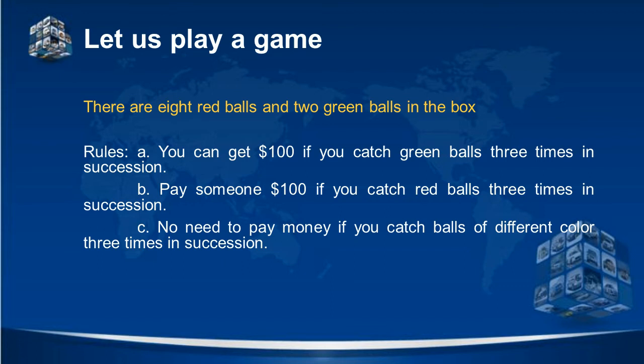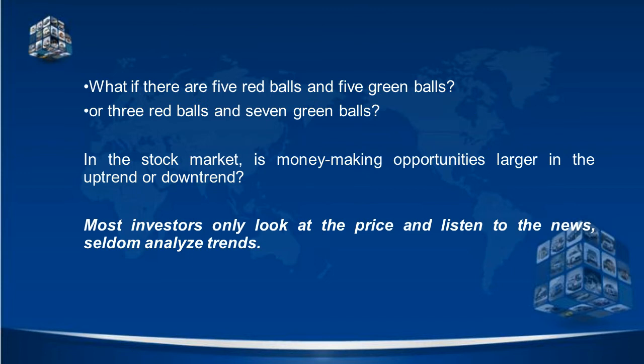Okay, so this game is like how we operate our stocks, right? We invest in some stocks. If you think the possibility of loss is higher, will you play or not? You should give up, okay? Let's see this one. What if there are 5 red balls and 5 green balls? What's the difference? Or 3 red balls and 7 green balls? So the possibility is different, right? In the stock market, are money-making opportunities larger in the uptrend or downtrend?